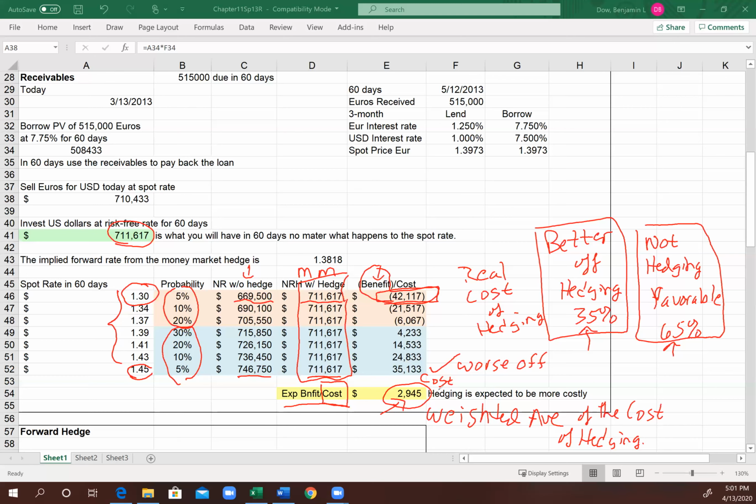All right, let me see if there's any questions on that chart. Does that kind of make sense?